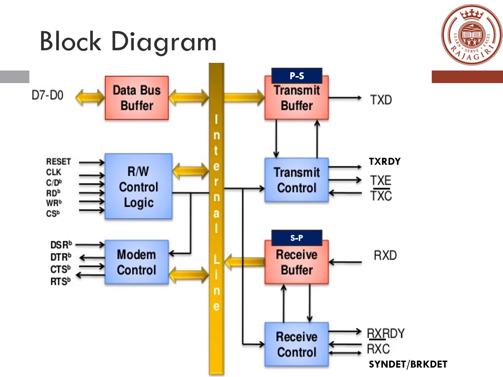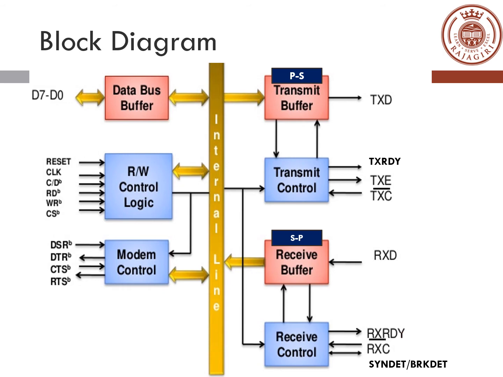The data bus buffer is connected to the internal 8-bit data bus, and if you look at the top right hand side, the red box saying transmit buffer, that's the block which converts the 8-bit data which comes into it from parallel to serial mode and sends it out as TXD or transmit data to the modem. And the red box below it, which is the receive buffer, receives serial data on the pin RxD, converts it from serial to parallel, and sends the 8-bit data onto the internal bus.